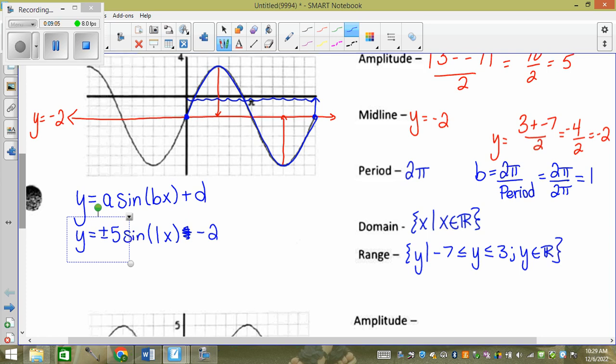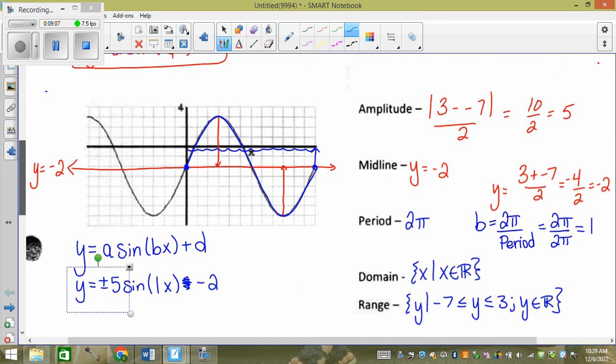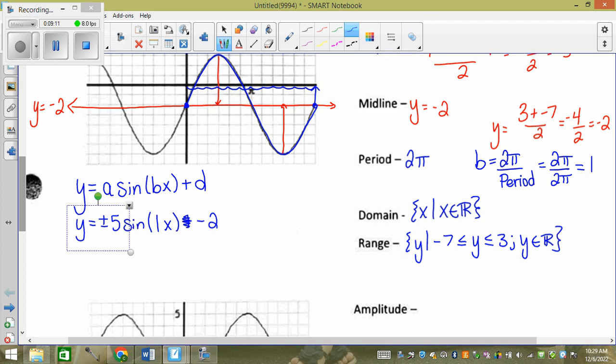Now everyone is going to type this into their calculator. Go. Type this into your y equals, the plus version of this. So type in y equals 5 sine 1x minus 2. Every single person is typing that in.